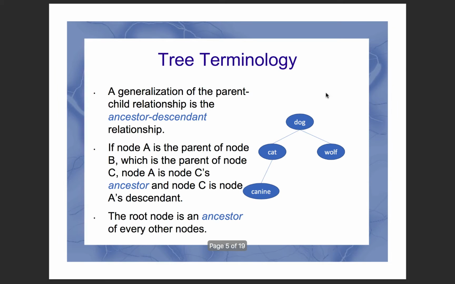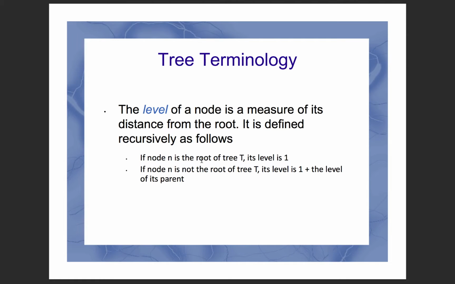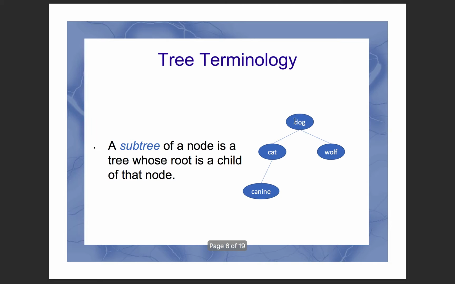So the first line is saying that if the node n is the root of the tree, then its level is 1. Since this one is a root node, that's why its level is 1. This one is not a root node, this one is not a root node, this one is not a root node. So that's why this level will be different. How do you calculate the level? If the node is a root, then we can say that level is 1.